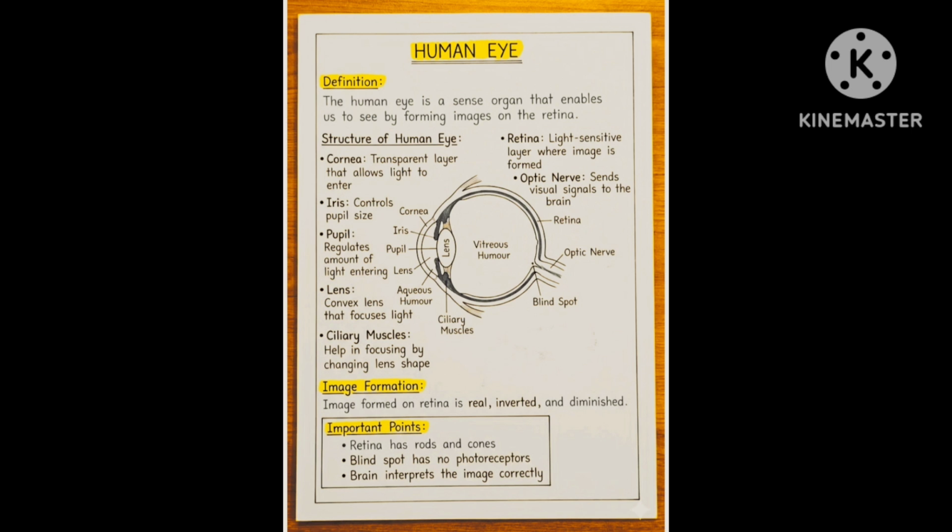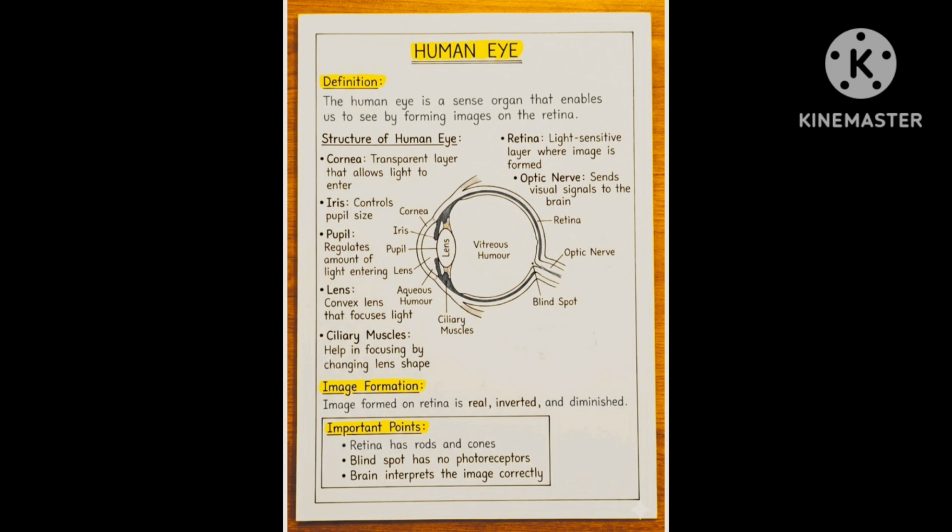The iris is responsible for the distinctive color of the eye. Behind the iris there is the eye lens. The eye lens is a convex lens. The eye lens focuses the light at the back of the eye. That layer is called the retina. The retina consists of sensory nerve cells.